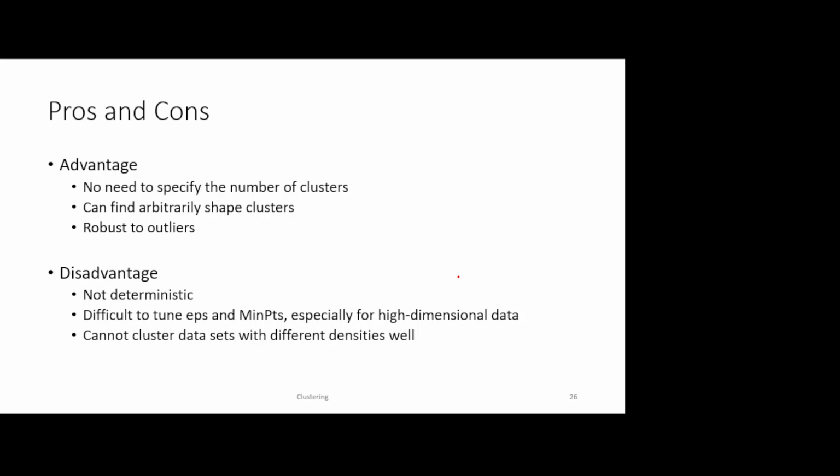Now the pros and cons of DBSCAN. The advantage is that there's no need to specify the number of clusters. It generates suitable clusters for you, can find arbitrary shapes of clusters, and is robust to outliers. The disadvantage is that it is not deterministic. Sometimes it will generate different results when you check the points in different orders, but the probability is very, very small.